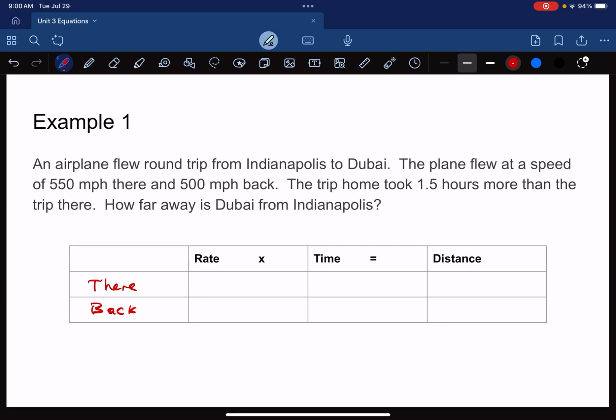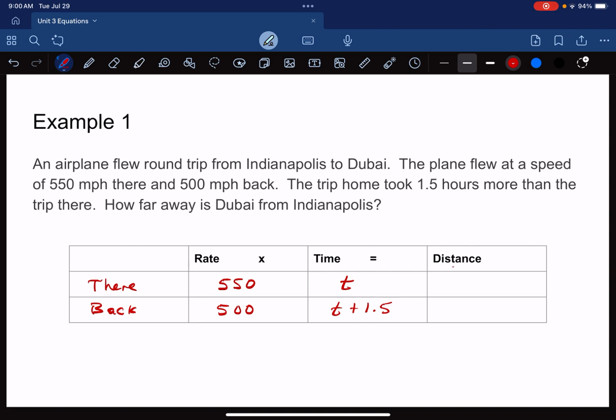The plane flew at a speed of 550 there, so that goes here as rate. And flying 500 on the way back, because if you go west, you're flying into the wind, so there's no tailwind to help you fly faster. It actually fights you, right? The trip home, that means back, took 1.5 hours more than the trip there. So we'll say the trip there took t hours, then the trip home took 1.5 hours more, so t plus 1.5.